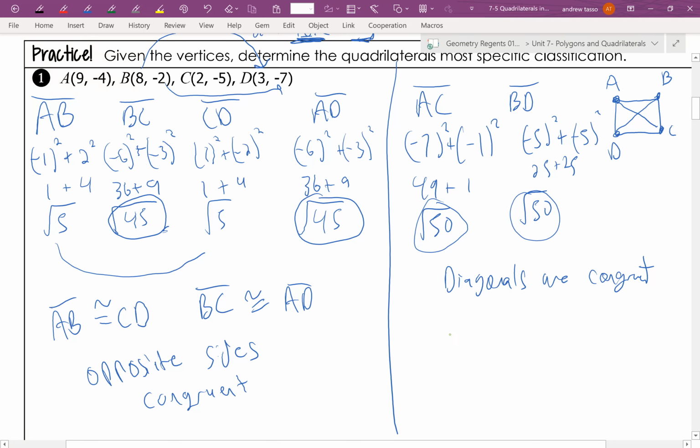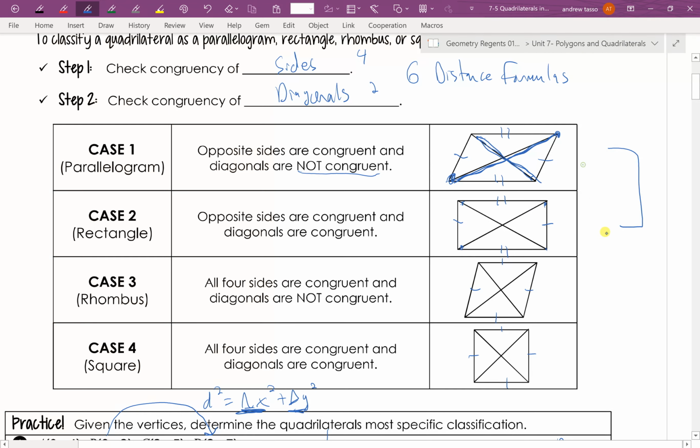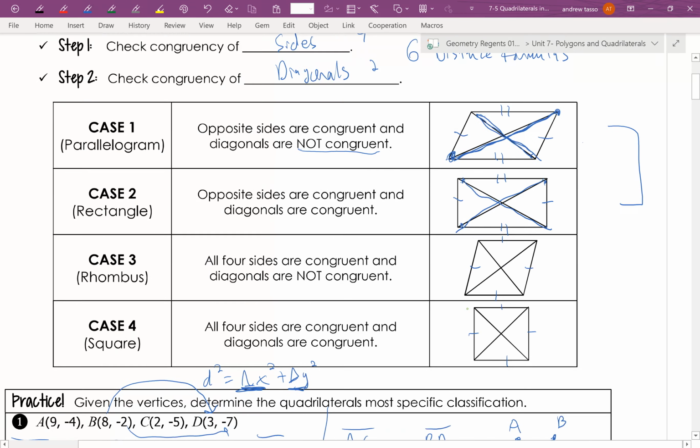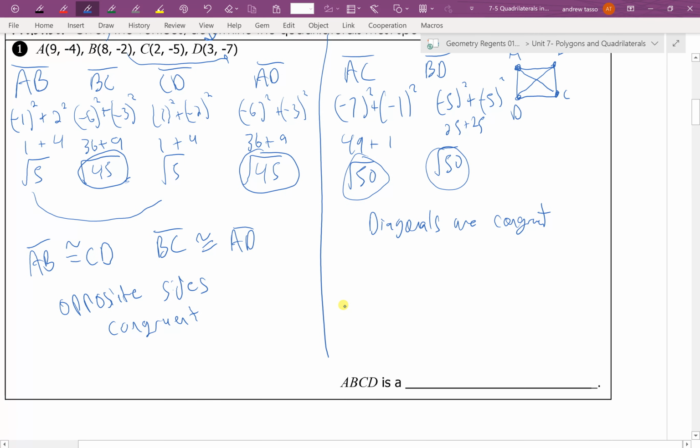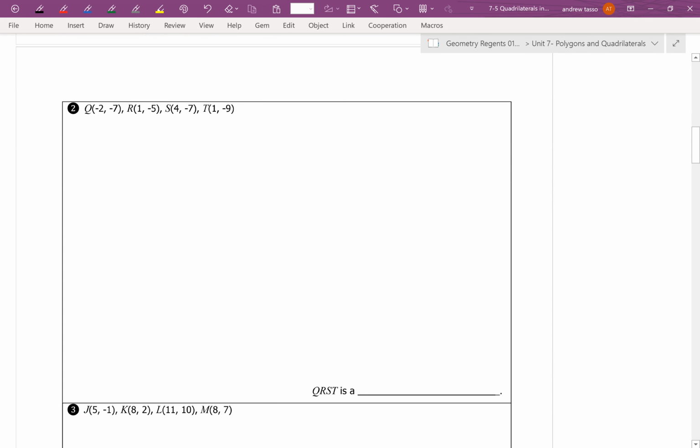And what that means is that since we had already narrowed it down to a parallelogram and a rectangle, the one with the diagonals being congruent is the rectangle. So together we would say that this is a rectangle. Okay? So now it's your turn to try number 2.